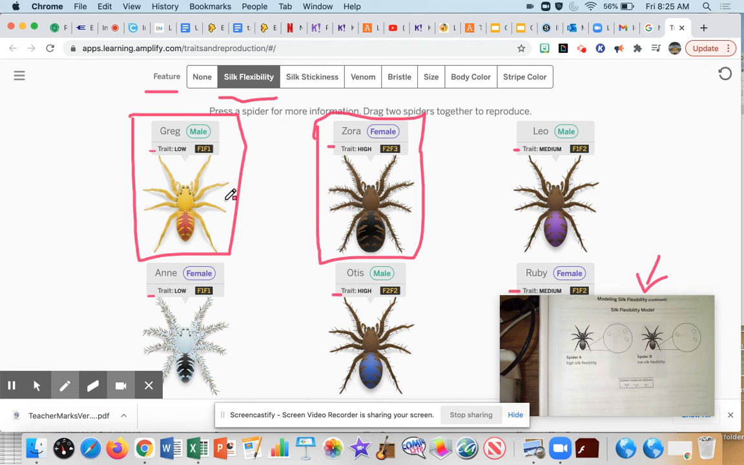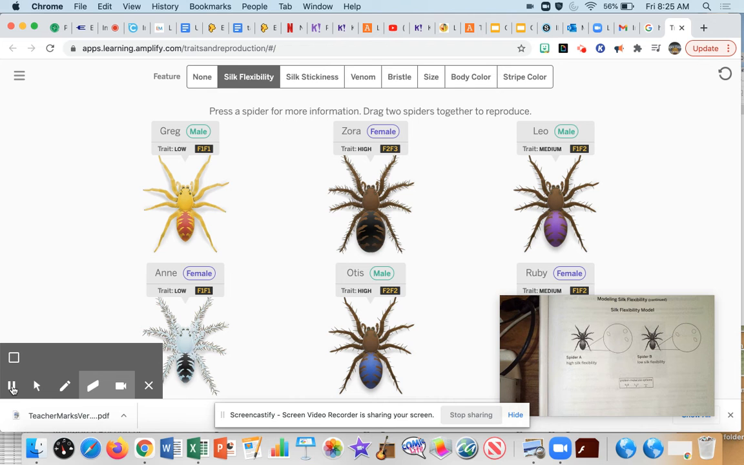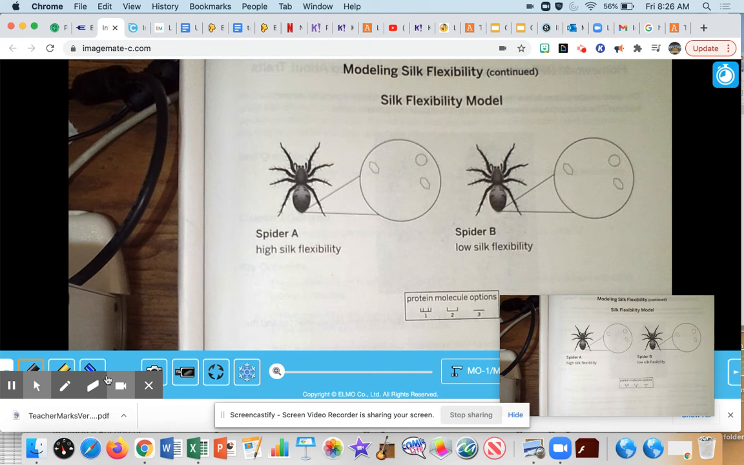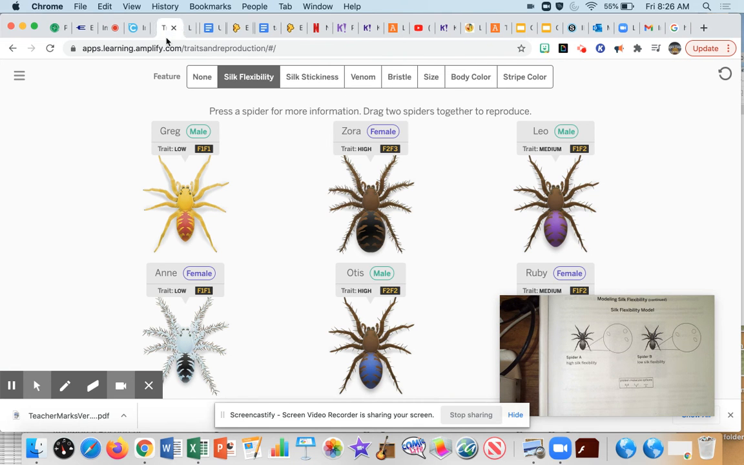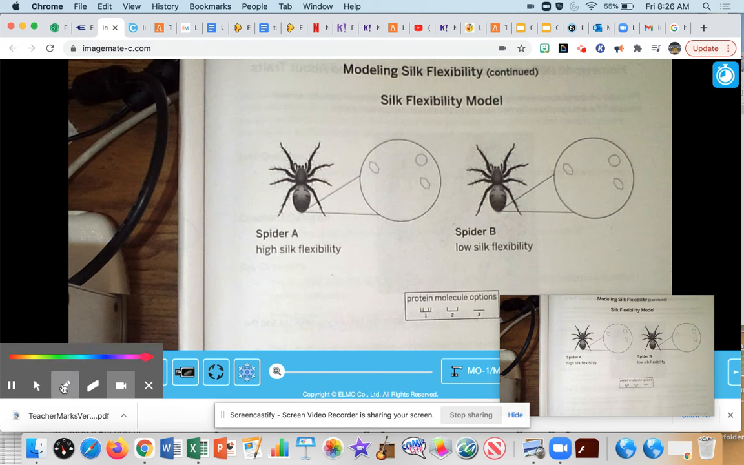And what we're going to be doing is looking at their protein molecules. So we're going to be clicking on their name, and we're going to be looking at their protein molecules. So we'll start with Greg. Or in our books, what we can do is write Greg and Zora. That would make a lot of sense for us to do. So let me move this over here. So we have Greg here, right? And we have Zora.